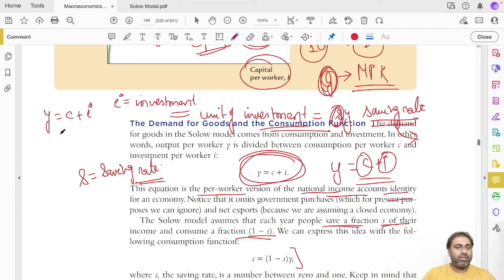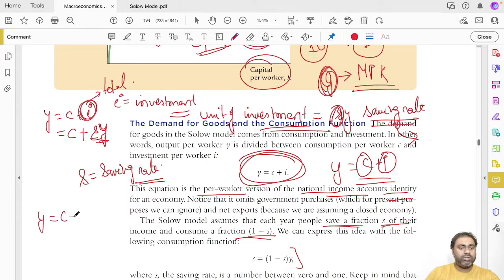Okay. So in terms of I, we can write SY. Why SY? Because S is the saving rate and Y is your economy, you can say the output of the economy. And this is your investment. This is in terms of total investment. So if we replace Y is equal to C plus SY, this side C is equal to Y minus SY, or C is equal to (1 minus S)Y. So this is how we are going to get the equation.